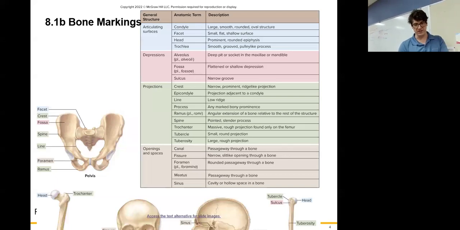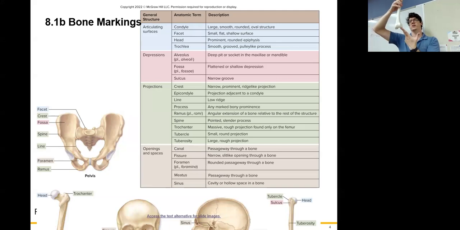Heads are going to be very important because these are going to be prominent places for us to connect bones to bones. Condyles are also going to be very important. These are going to be large, smooth, rounded, oval surfaces. This down here is an example of a condyle. In this case, it is the lateral condyle on the femur. Lateral because it's lateral to this, okay?